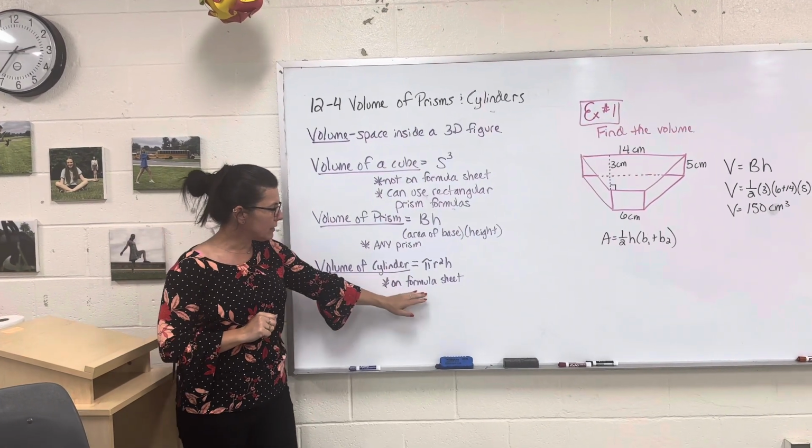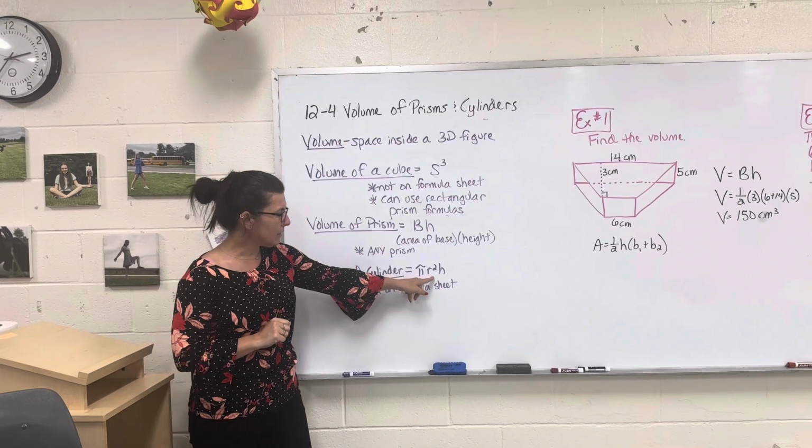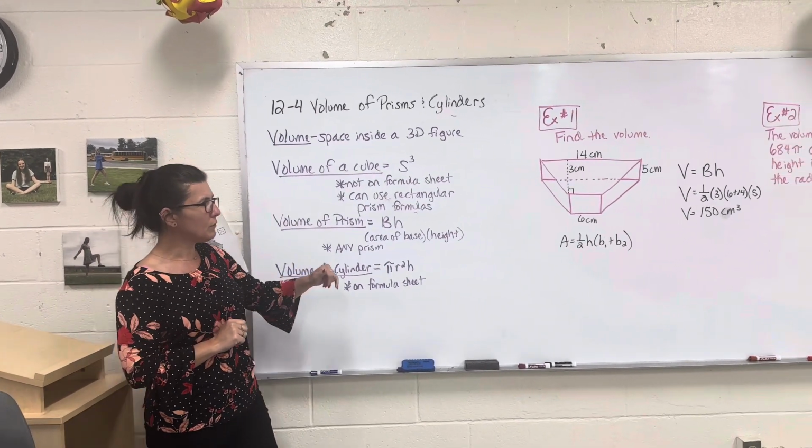Volume of a cylinder, this is exactly what's on the formula sheet. Pi times radius squared times height. Let's look at some examples.